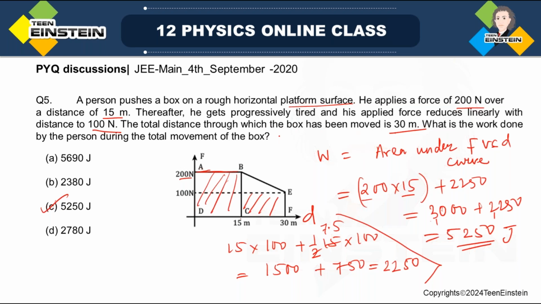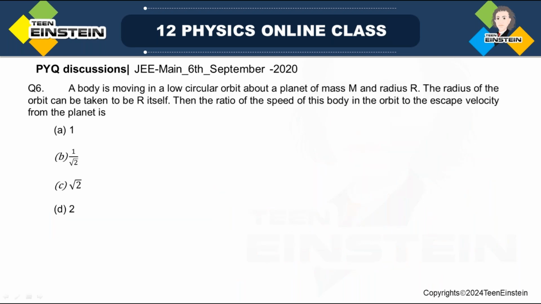All right, we have the last question for today's session. This question says a body is moving in a low circular orbit about a planet of mass m and radius r. The radius of the orbit can also be taken as r, since it is a low orbit. Then the ratio of the speed of the body in the orbit to the escape velocity of the planet.